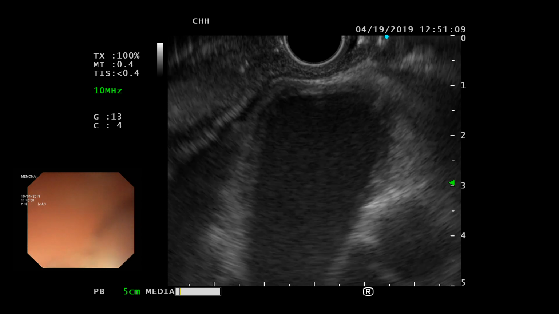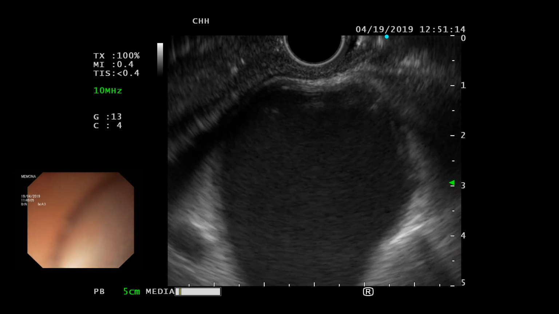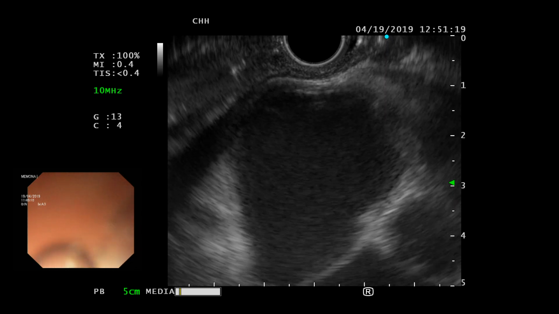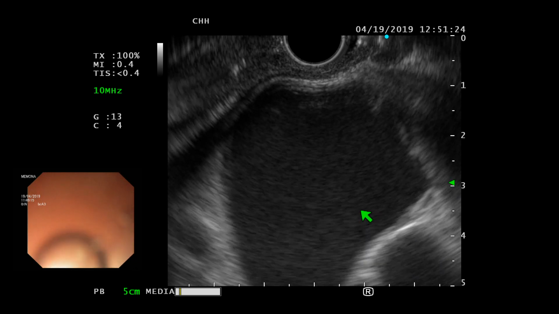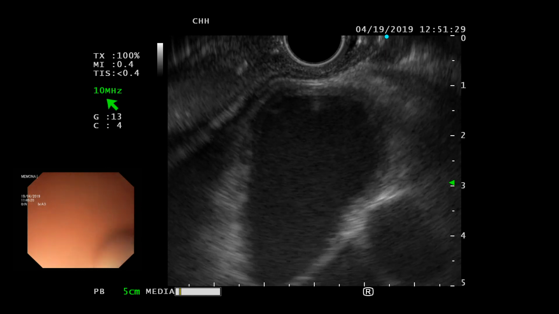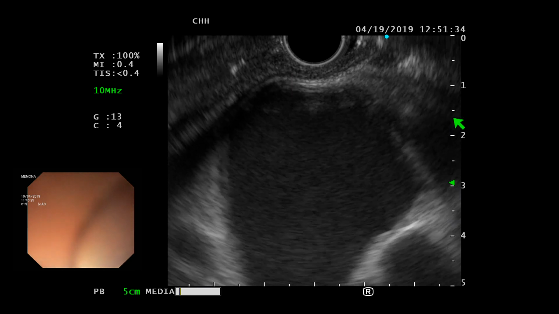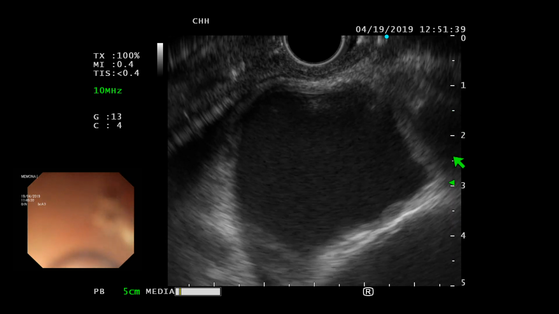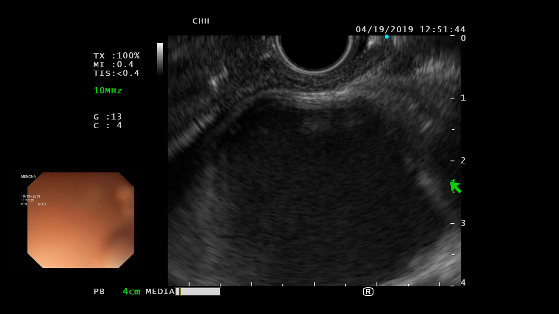So what we've done is advance the scope as far as we could go, which is about 28, 29 centimeters. You can see that I've done a few things differently because this was a T stage. One is that I changed the frequency to 10 megahertz to get better resolution. Secondly, we started out with less magnification, but in order to evaluate it better, we decreased the depth so that we could get a very close look.